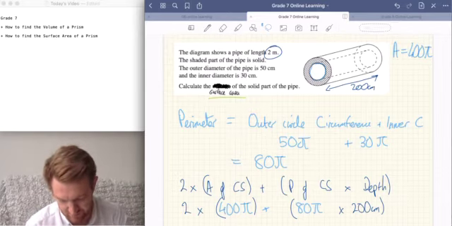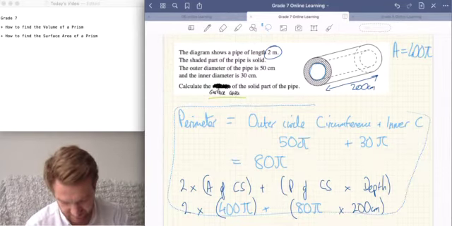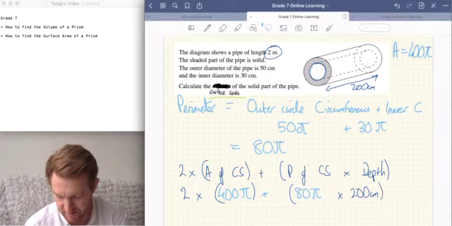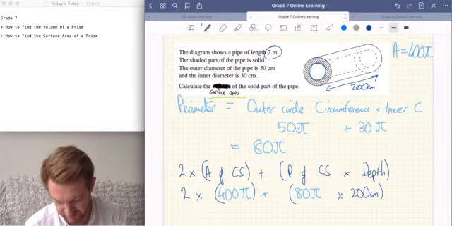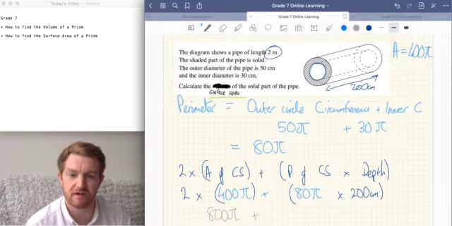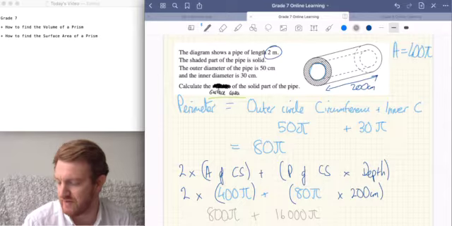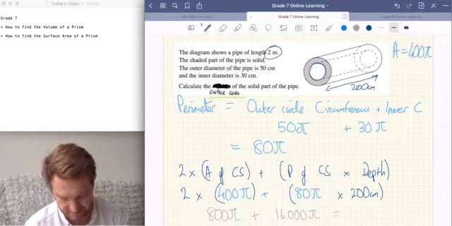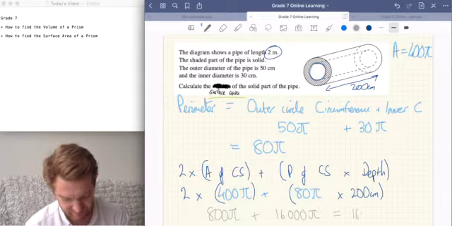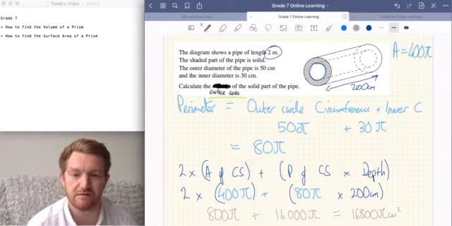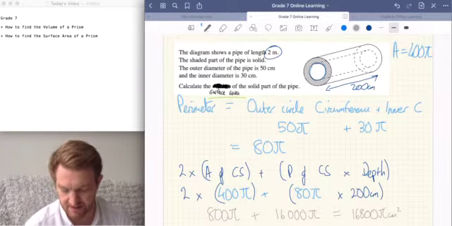And I'll have to move all of this up because I'm running out of space. So we would say 2 times 400 is 800 pi, plus 80 times 200 is going to be 16000 pi, because there's a lot of space in the middle. And that gives us 16800 pi centimeters squared. And again, you can type that into your calculator if you want it as a decimal.